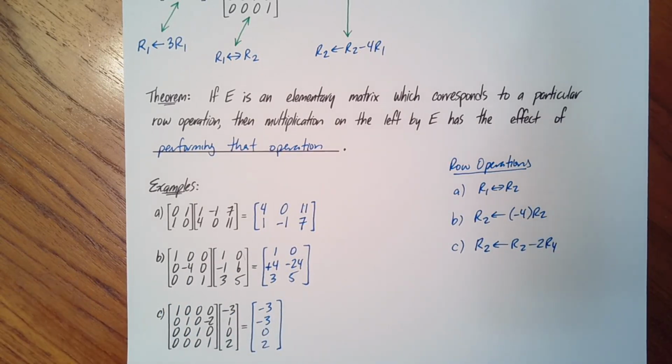So that's the idea of an elementary matrix, and the idea is we can use these to come up with a method for finding inverses of any square matrix. Or if they don't have them, then our method will find that out for us too.